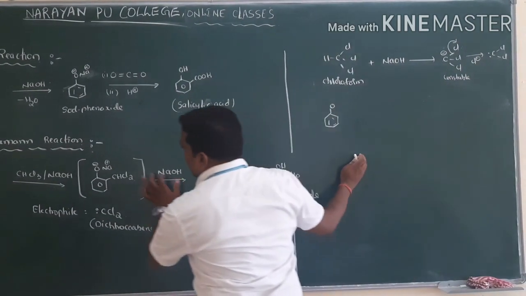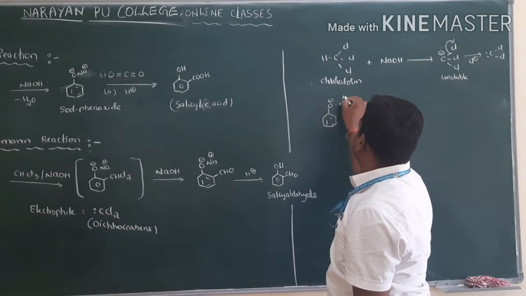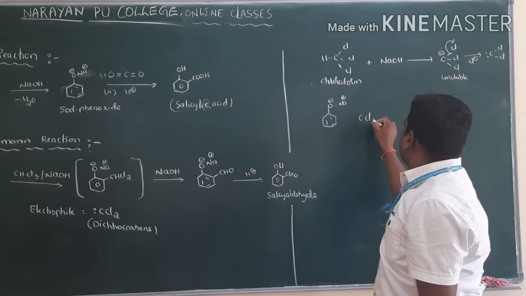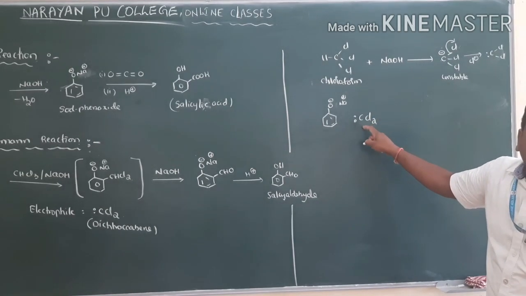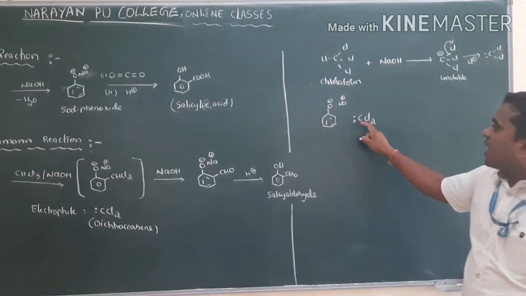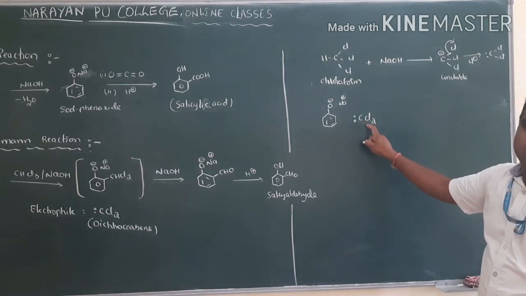And this dichlorocarbene is now treated with the sodium phenoxide. First of all, sodium is there, and phenol is converted into sodium phenoxide. Now, it is CCl2. CCl2 is an electrophile, an electron deficient compound, because carbon should have 8 electrons here, but here there are 6 electrons only. Electrophile.